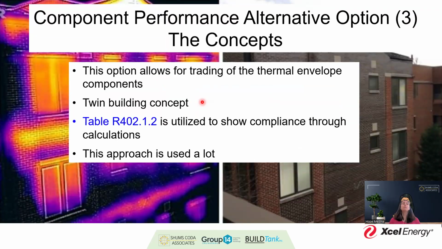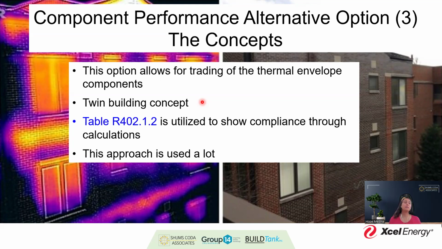All right. Now, the third option we have within the prescriptive path is the component performance alternative. This is where you get even more flexibility built into this particular option. What it does allow is trading, but only for certain thermal envelope components. In this particular concept, this is that twin building concept where you have the reference design, and then you have what you want within that structure itself.